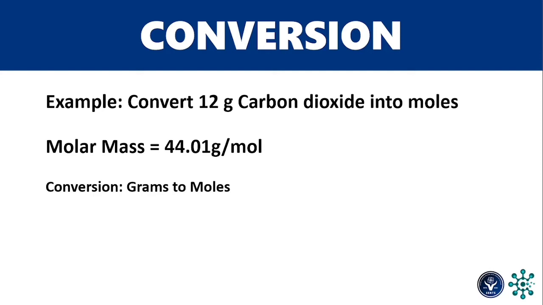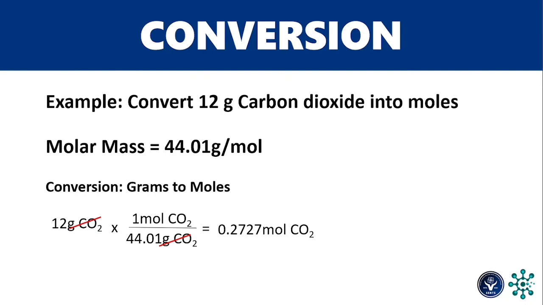So this problem is a conversion from grams to moles. So we will start with 12 grams of carbon dioxide. We will multiply that by the conversion factor. Again, in dimensional analysis, our goal is to lay the ratios out in a way that the given unit cancels. So we will purposefully write 44.01 grams on the denominator to cancel the grams unit and 1 mole on the numerator. Simplifying this, we get 0.2727 moles of carbon dioxide.